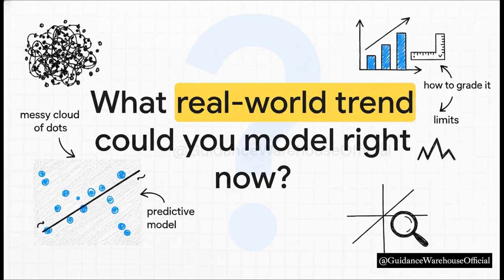So, there you have it. We've gone all the way from a messy cloud of dots to a precise predictive model. We've learned how to build it, we've learned how to grade it, and most importantly, we've learned its limits. So the question I'll leave you with is, this works for crickets and gas prices. What real-world trend could you model right now?